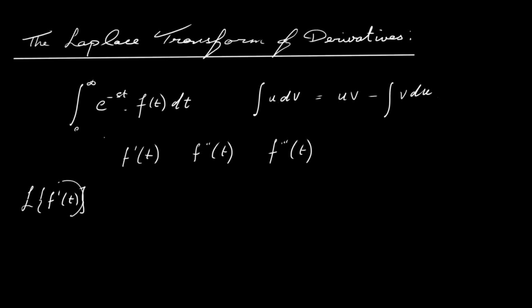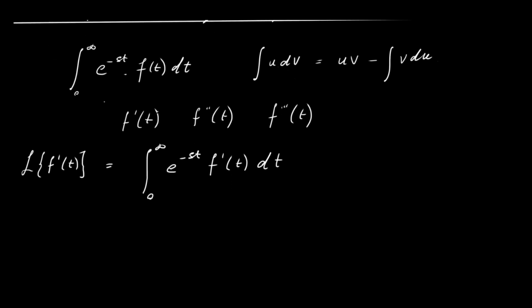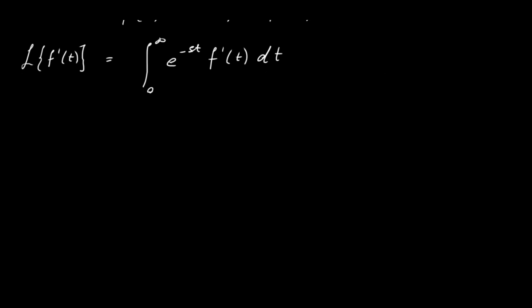So let's do the Laplace transform of the first derivative. So let's just apply the formula, or apply the definition if you like. So it's going to be the integral from 0 to infinity of e to the power of minus st times our function, which is f prime of t, with respect to t. So let's apply integration by parts.